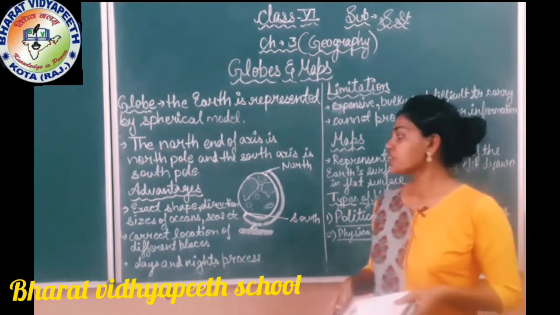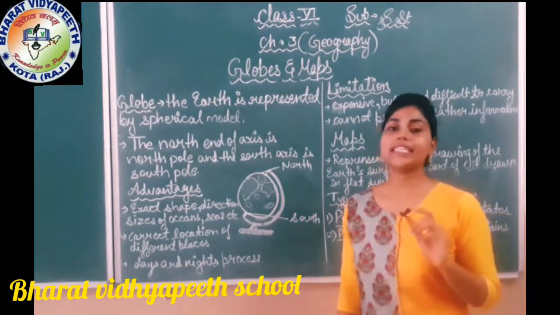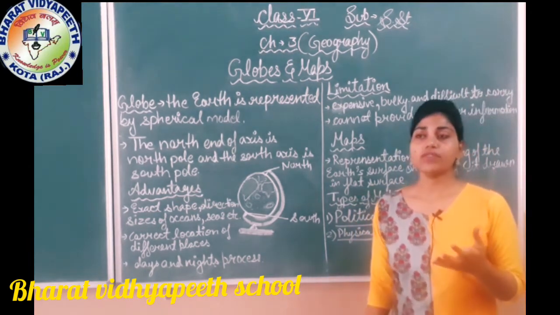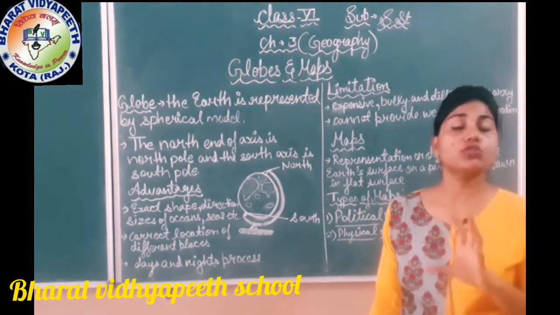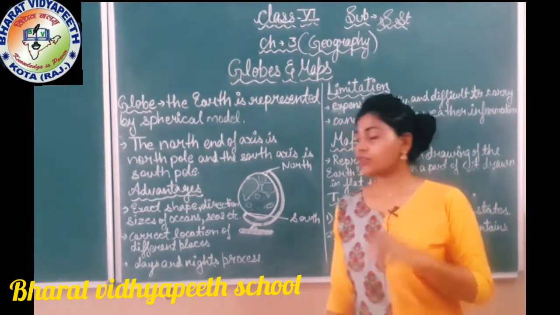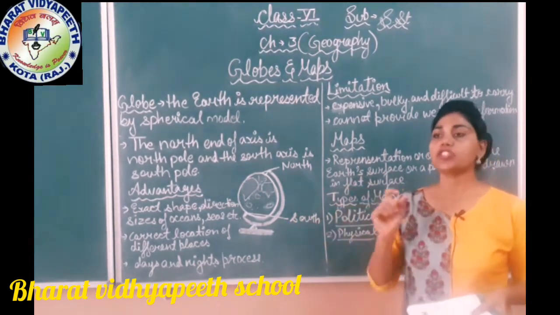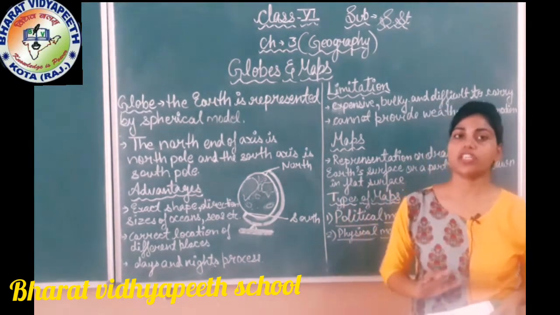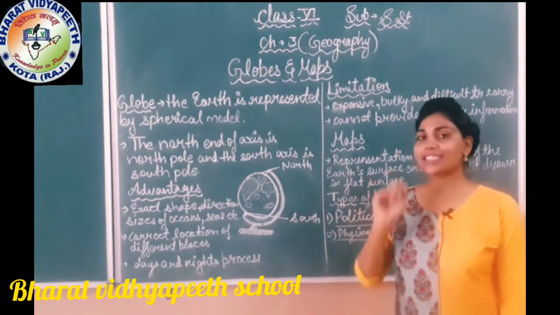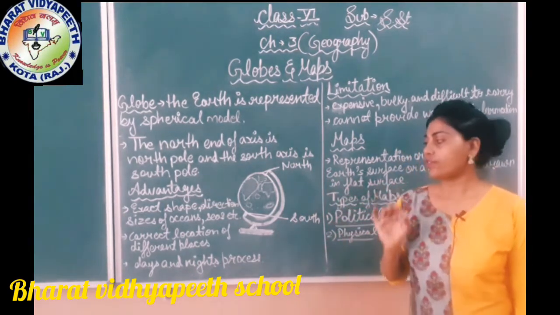The second thing we learn from the globe is that it tells us the correct location of things. Sometimes when we want to go to another country, we need to know where that country is located. We can get this information from the globe. On the globe we can see which country and which island is located where, and it tells us the exact and correct location of a country or city on the earth.